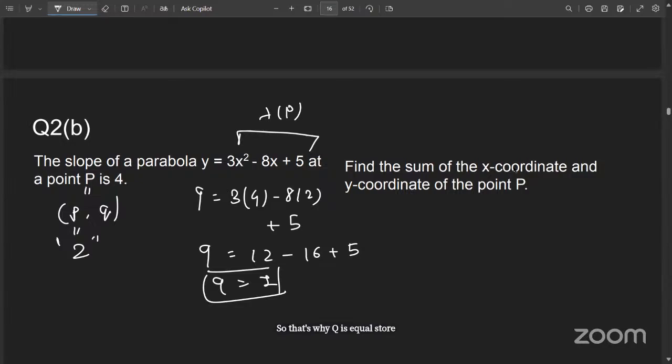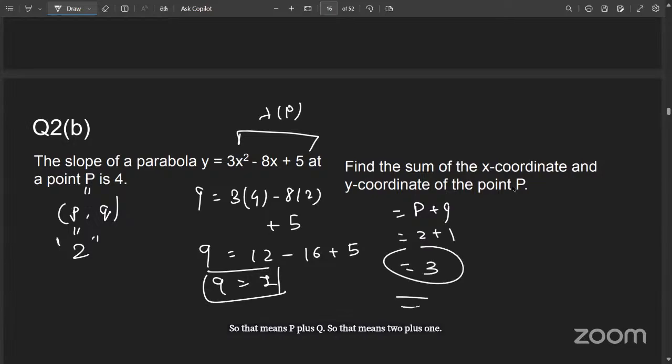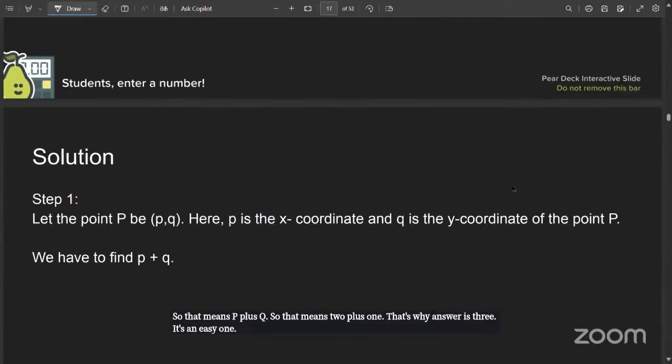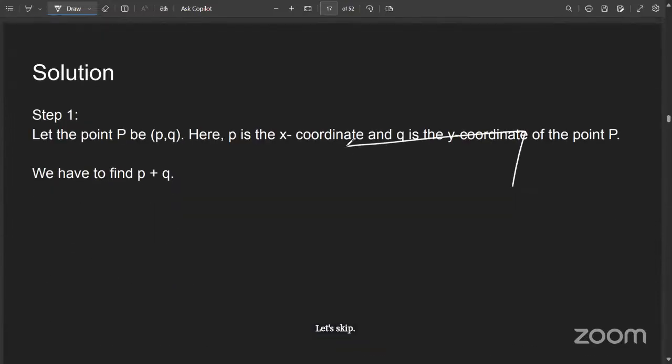We want to find the sum of the x coordinate and y coordinate, so that means p plus q, that means 2 plus 1. So the answer is 3. It's an easy one, so let's skip it. Here's the solution. The same thing we did.